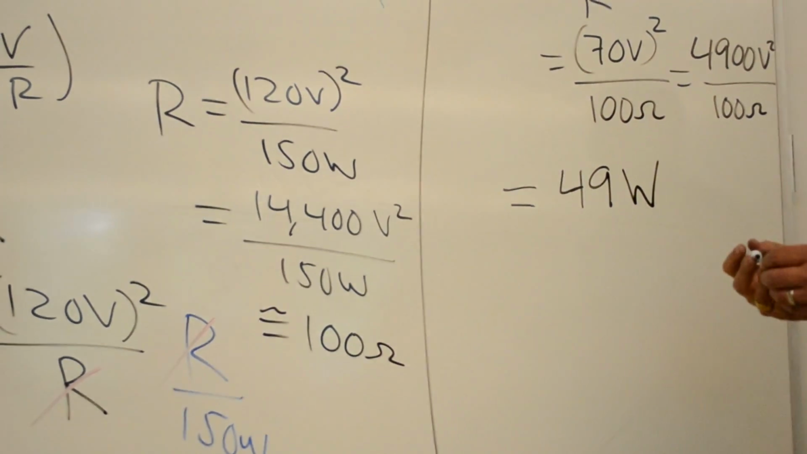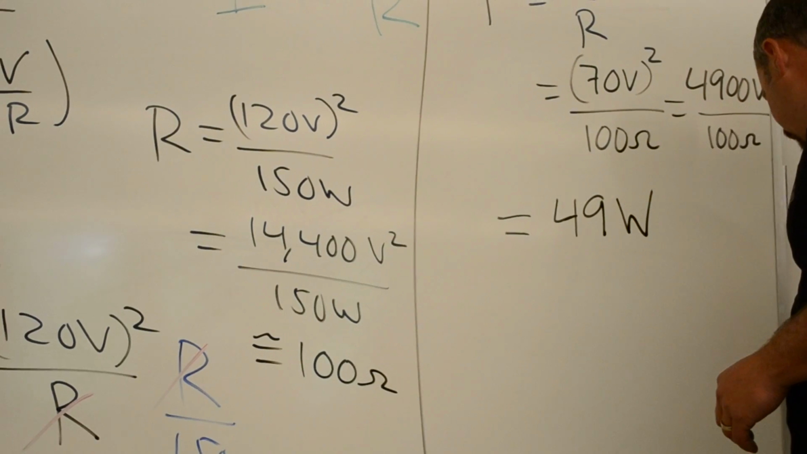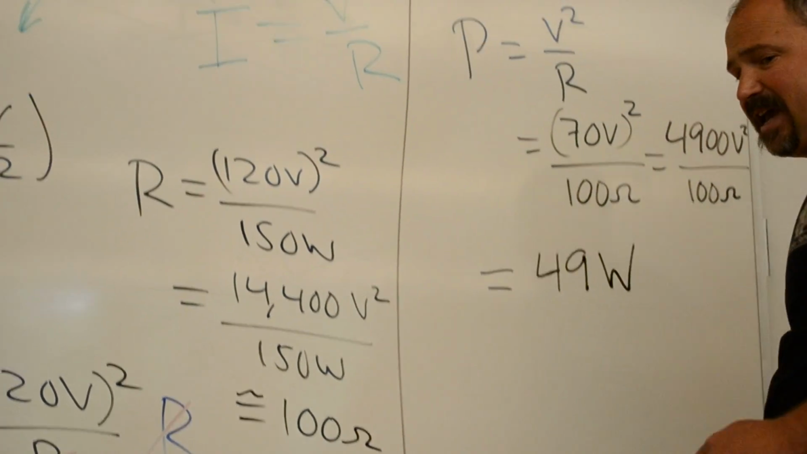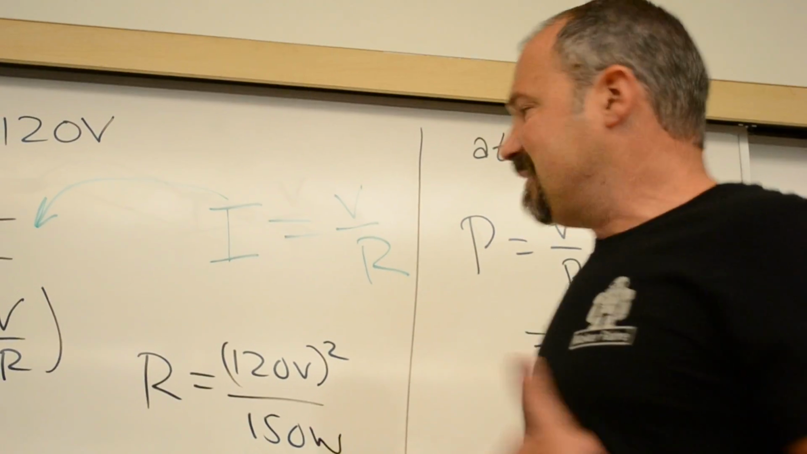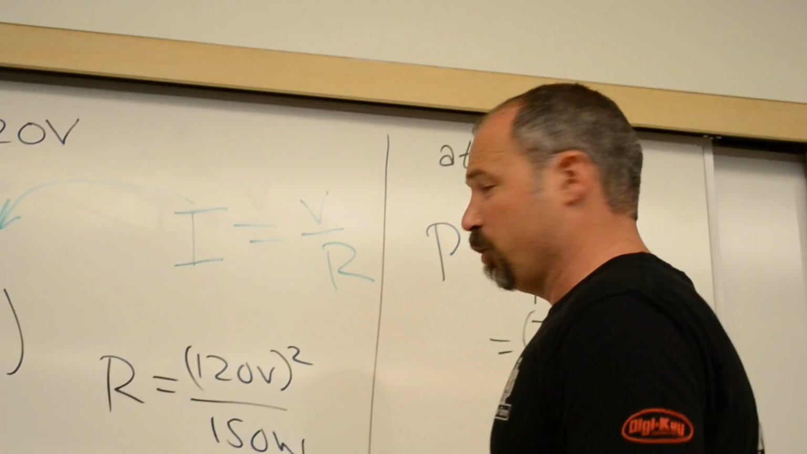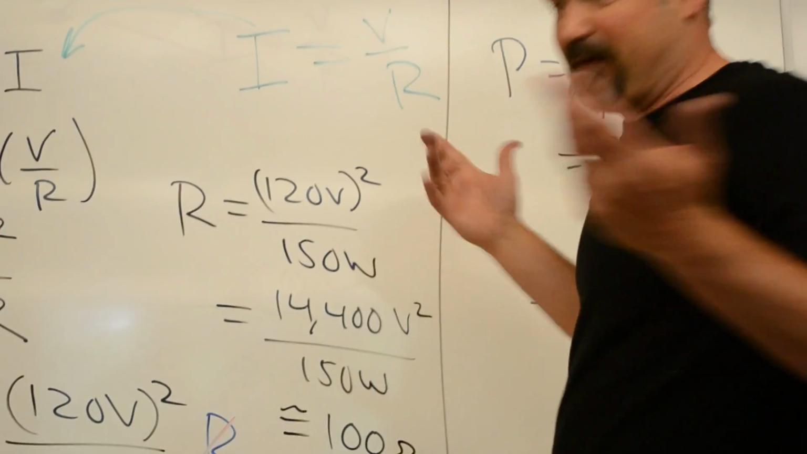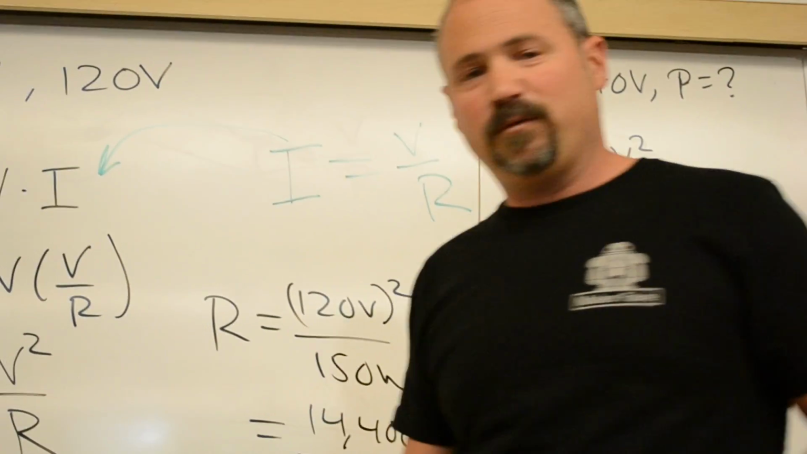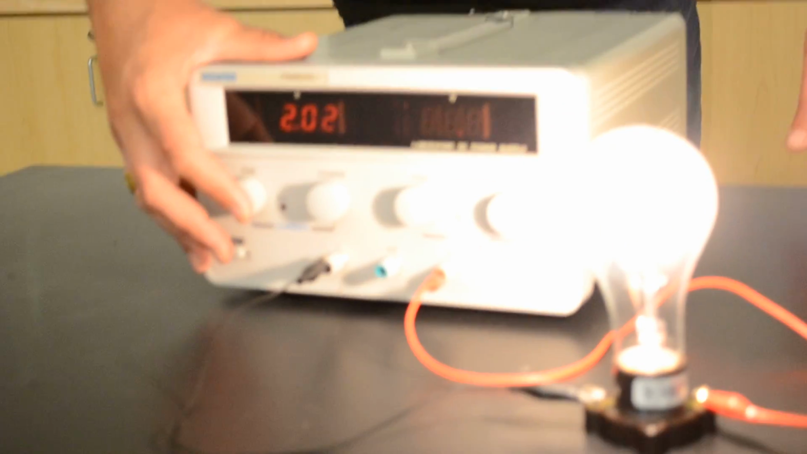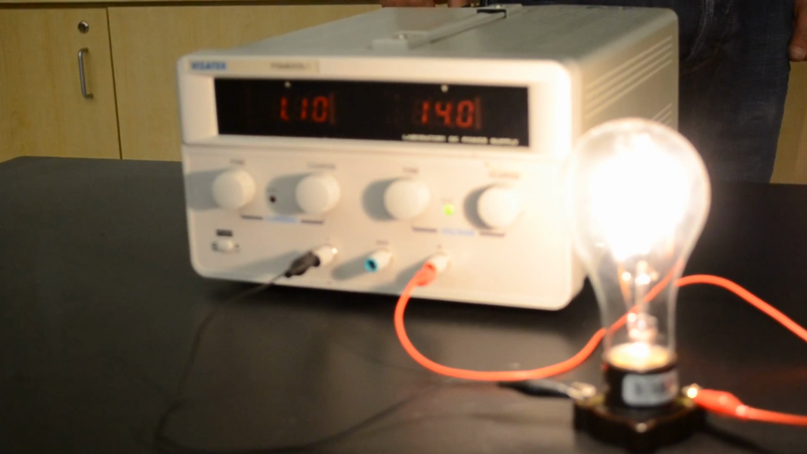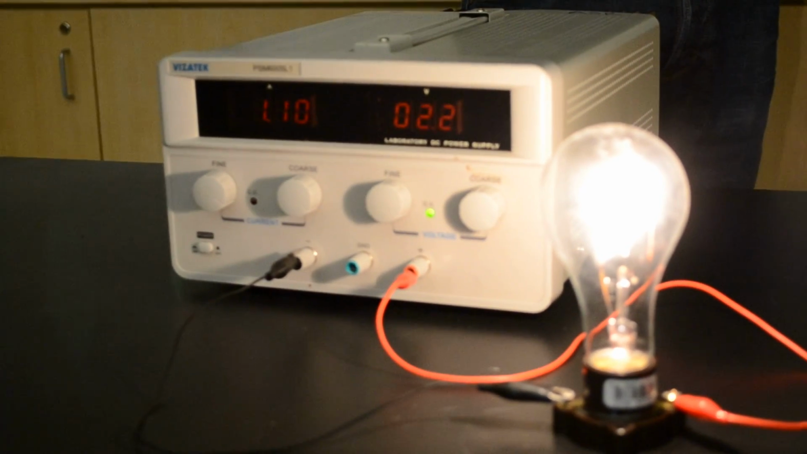So when I run it at 70 volts, it's 49 watts, not 150 watts. And that tells us it's about 1/3 as bright. 49 is about 50, and 50 compared to 150 is about 1/3 as much. And sure enough, I buy that. It's about a third as bright as a 150 watt light bulb would be.